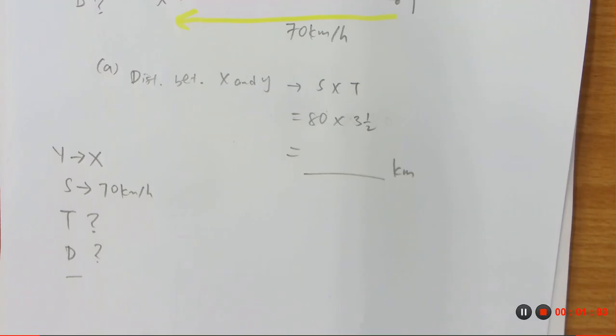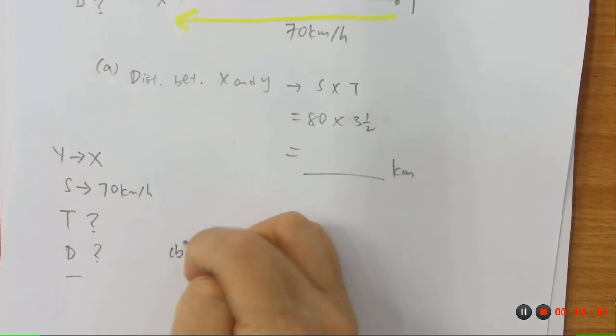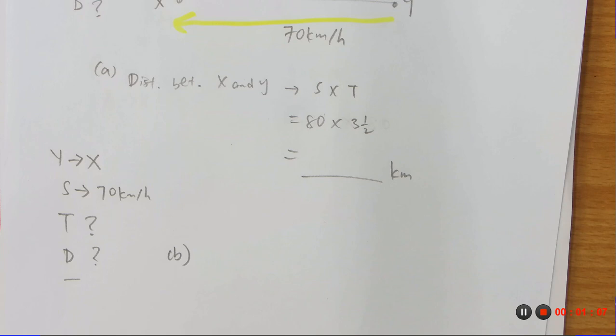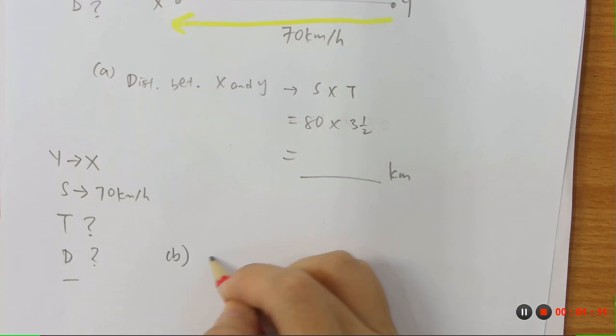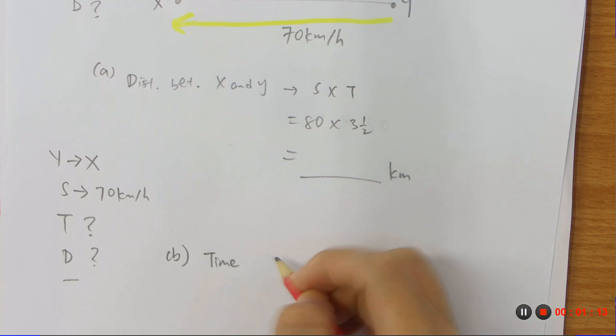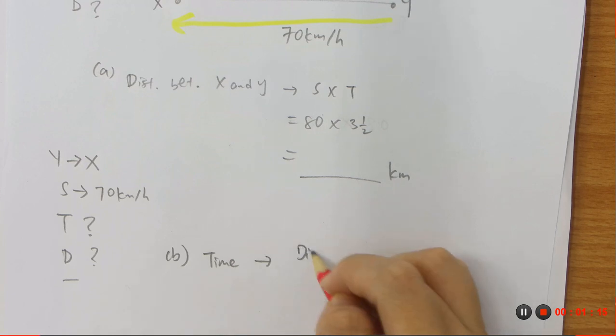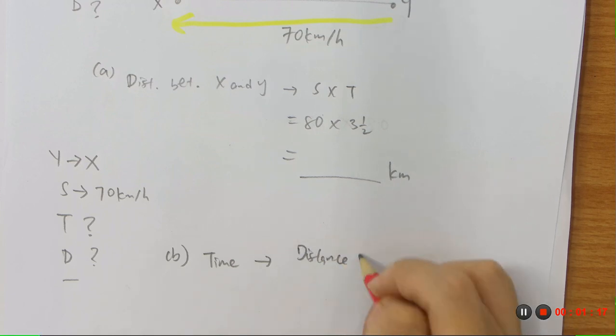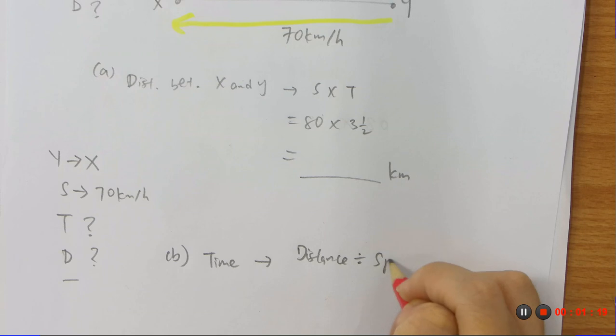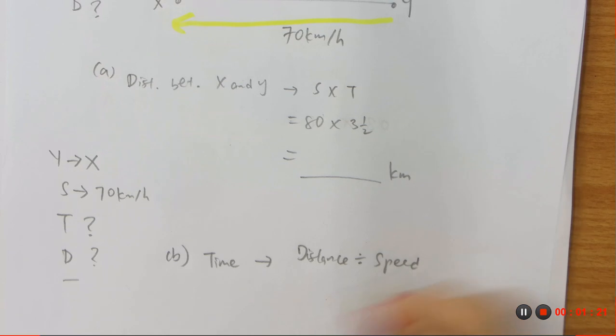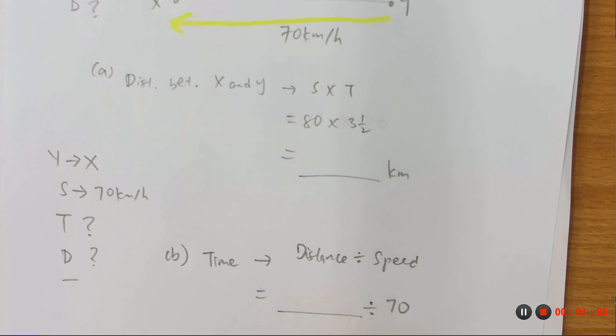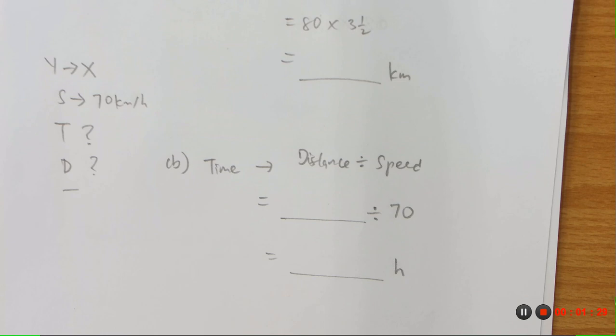So with the part A answer, I can just go straight to part B. So part B, I will find the time, which is the duration. That will be distance divided by speed, which will be the A answer divided by 70 km. I can use a calculator to press that. That will give me a fraction probably. And then I'm done with it.